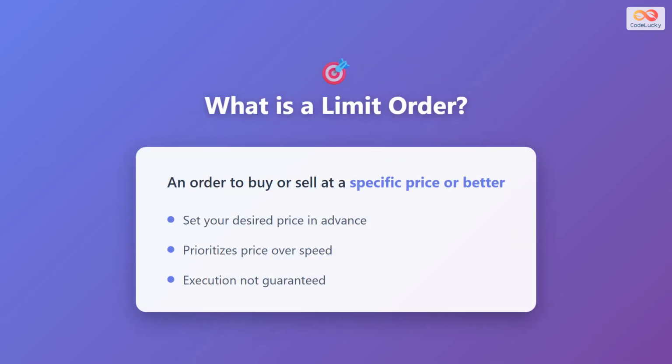A limit order is different from a market order. With a limit order, you specify the exact price at which you want to buy or sell. It's an instruction to execute your trade only at your specified price or better. For a buy limit order, this means at your price or lower. For a sell limit order, it means at your price or higher. The advantage is complete price control. However, there's a trade-off. Your order will only execute if the market reaches your specified price, which means execution is not guaranteed. Your order might sit there waiting indefinitely if the price never reaches your target.